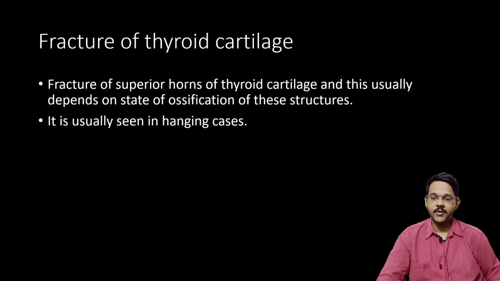The fracture of the thyroid cartilage usually occurs at the superior horns, and this depends on the state of ossification of these structures. Hyaline cartilage is very flexible, so because of that it may not get fractured. Usually if it has already been ossified, then only the fracture occurs, which is commonly seen in hanging cases. Thyroid fracture can occur only if ossification has started or been completed, usually in cases more than about 25 years of age.